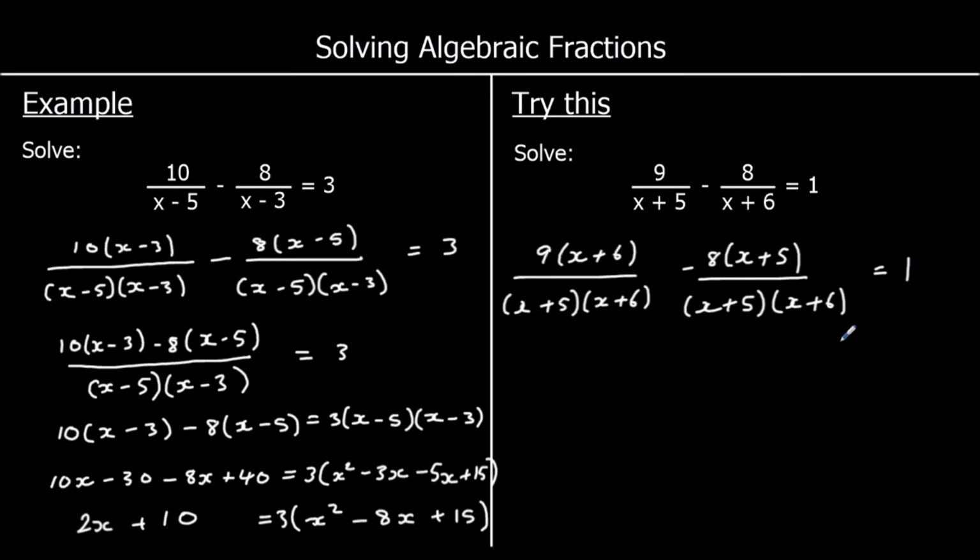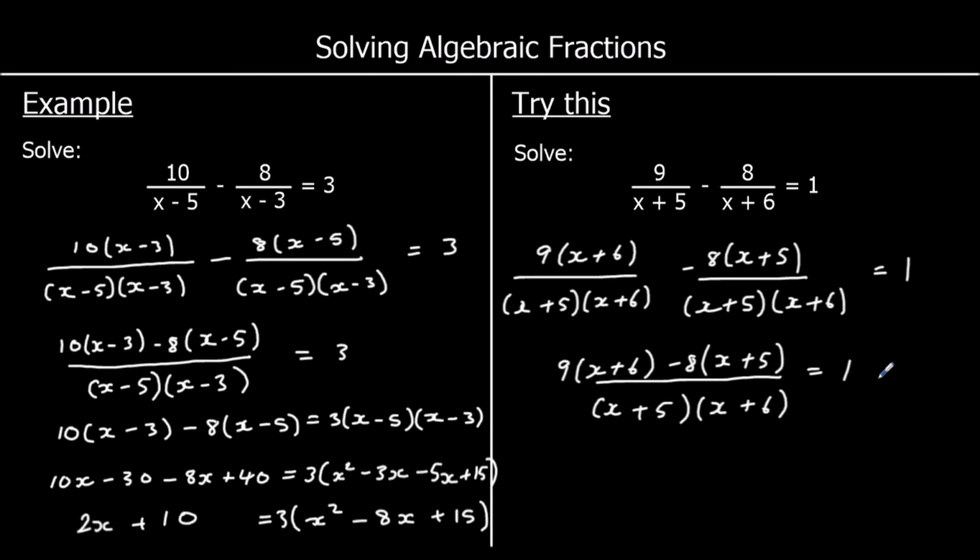So now my denominators are the same. I can have one fraction, so it's going to be over x plus 5 times x plus 6. And on top, I've got 9 times x plus 6 minus 8 times x plus 5. And it's equal to 1. I can get rid of the fraction now by multiplying both sides by the denominator. So that will give me 9 times x plus 6 minus 8 times x plus 5 equals 1 times x plus 5 times x plus 6.